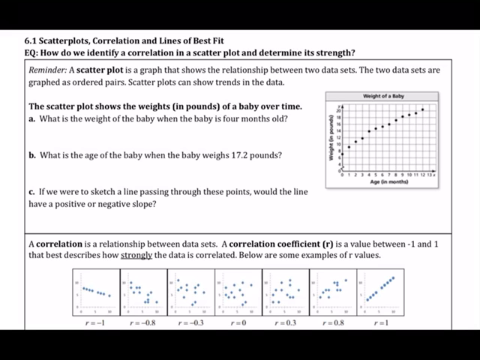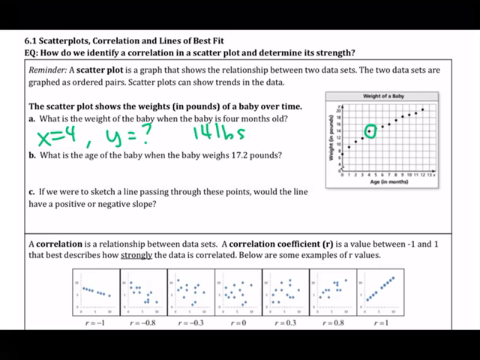So question A says, what is the weight of the baby when the baby is 4 months old? So this is basically asking us, when x equals 4, find y. So when x equals 4 months, I'm going up to the y-axis. It looks like the baby is 14 pounds when it is 4 months old.